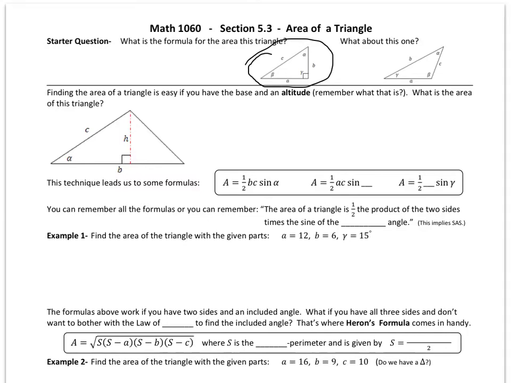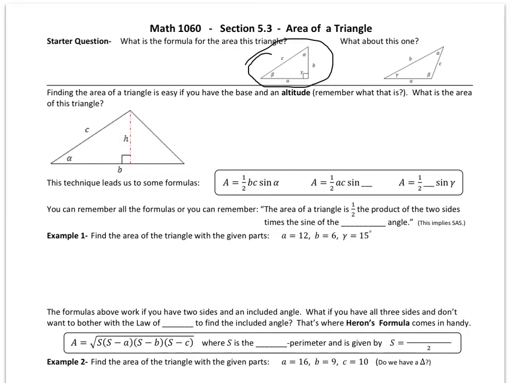Now, obviously the A equals 1/2 base times height, that does work for any triangle, but you have to know what the height is, okay? What we want to do here is develop formulas so we don't have to know the height, and we do it using our trig functions. So if we look here now, finding the area of a triangle is easy if you have the base and an altitude, okay? And remember, the altitude is simply the height.